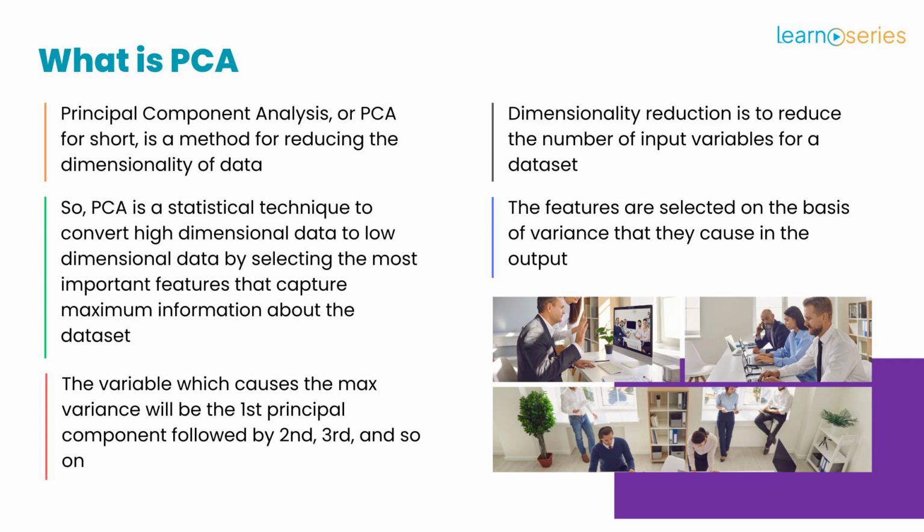The features are selected on the basis of the variance they can cause in the output. The variable which causes the maximum variance will be the first principal component, followed by the second, third, and so on.